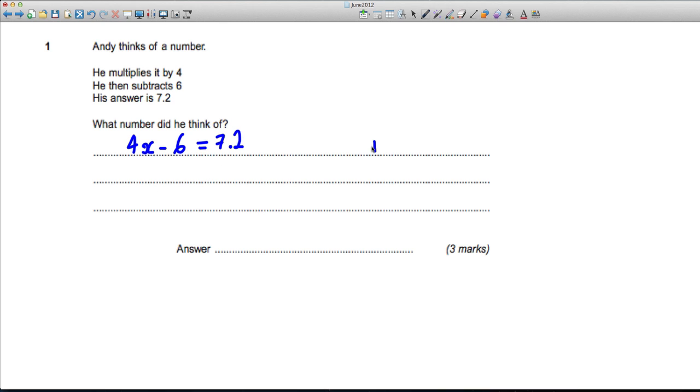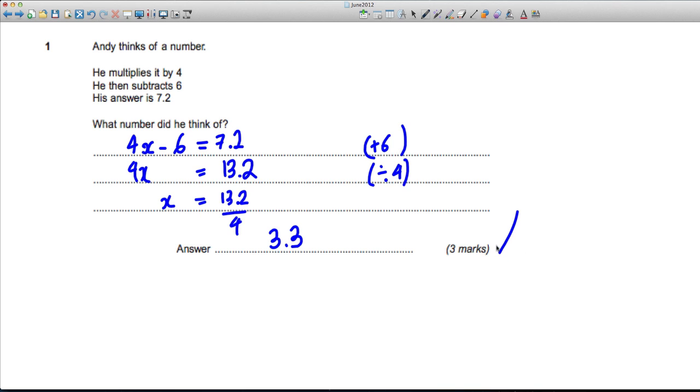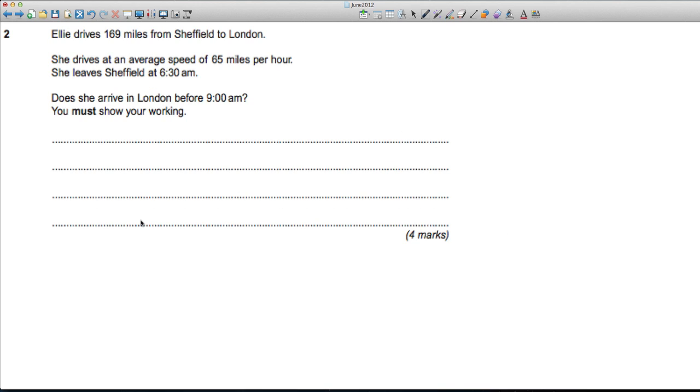Let's just solve this. Add 6 to both sides. 4x would be 7.2 plus 6, which is 13.2. And remember, you are allowed to use a calculator on this paper, so divide both sides by 4. x is 13.2 divided by 4, and you get 3.3. So x is equal to 3.3. Now, check that works. 3.3, multiply it by 4, take away 6, and indeed you get 7.2, so you know you've got the right answer for 3 marks. Easy start to a paper.